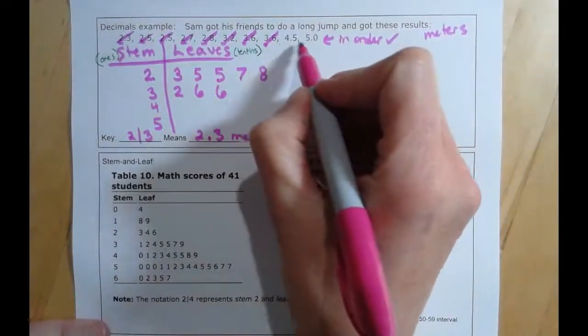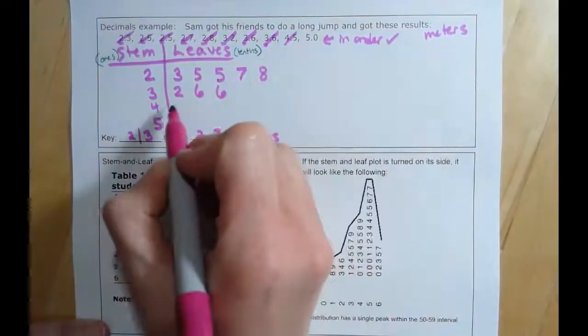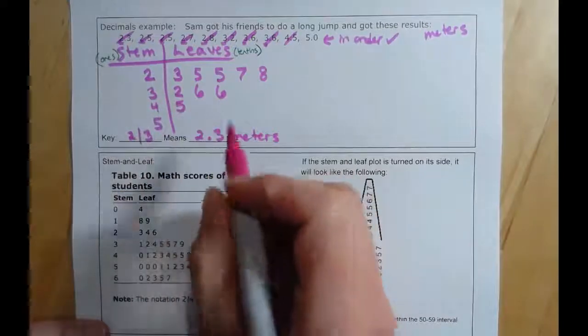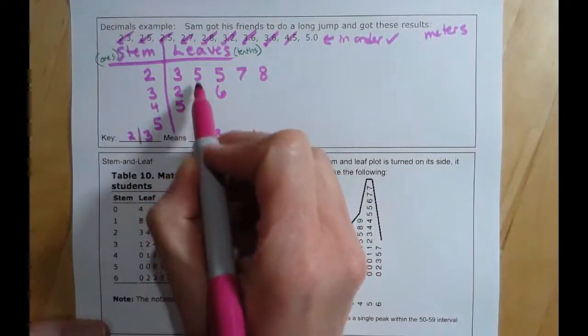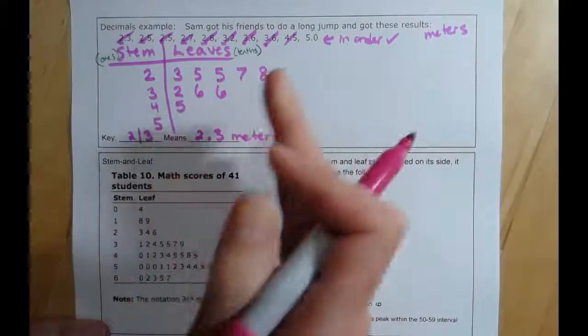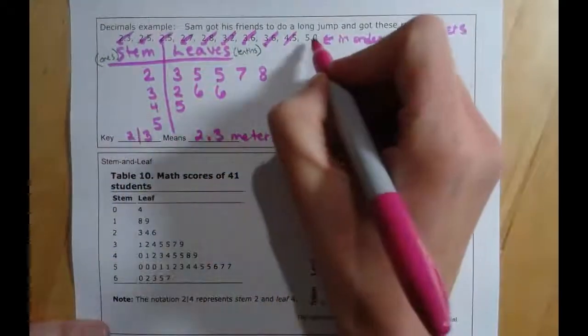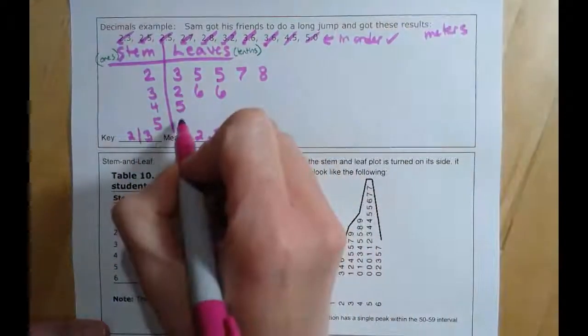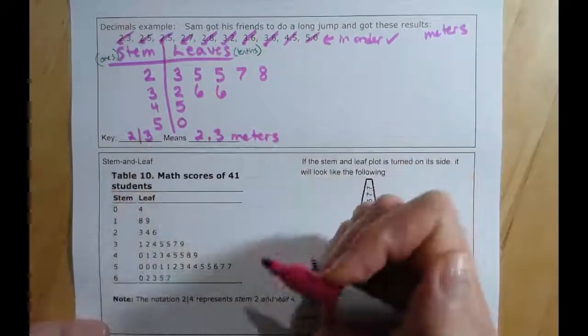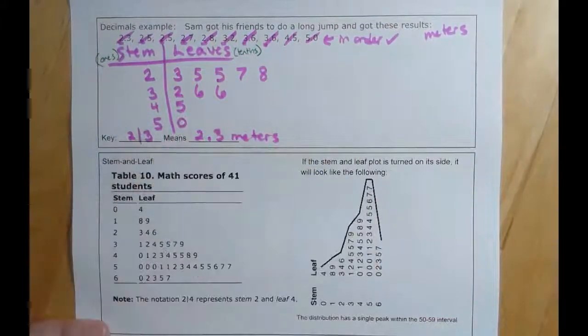And 4.5 is the only thing in the 4 row, so I'm just going to write a 5 right there. Now notice I'm not going to put the 5 over here to be in line with the 5s. No. We're just always going to put them right next to our line here. And 5.0, I'm actually going to put a 0, it's 5.0, in the 5 column.